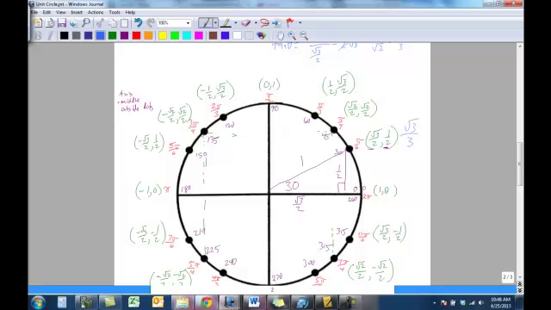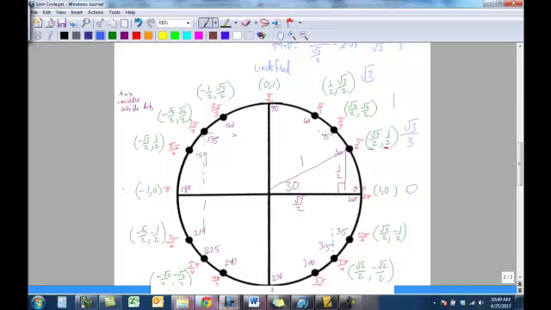What is 0 divided by 1? 0 divided by 1 is 0. Right? This one is easy. Root 2 divided by 2 divided by root 2 divided by 2 is 1. This one, when you flip this one, long story short, this is root 3. But this one, when you have 1 divided by 0, you get undefined. All right, now, once you've got these, just fill it out here.